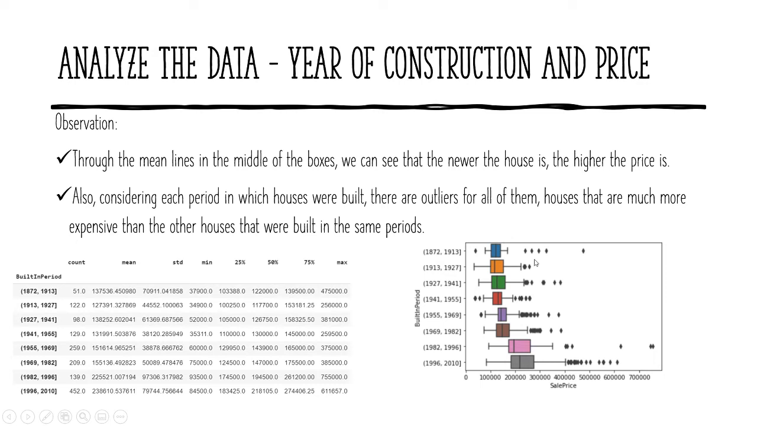And also, considering each period in which houses were built, as you can see, in each of these periods we have outliers. This period has outliers, this period has outliers, this period has sale price outliers, this period also has. So in every period there are houses that are much more expensive than other houses that were built in the same period. So there are also other factors that affect the house's price other than the year that the house was built.